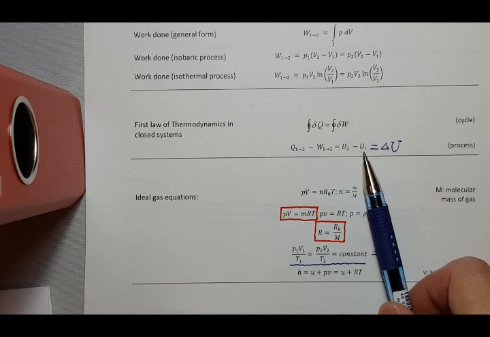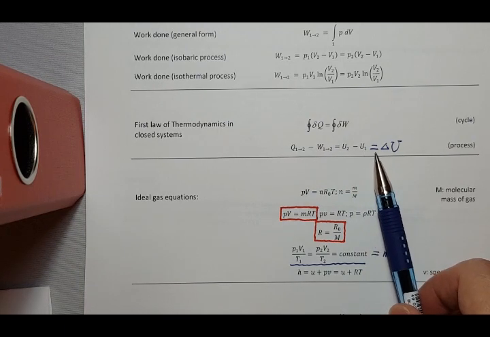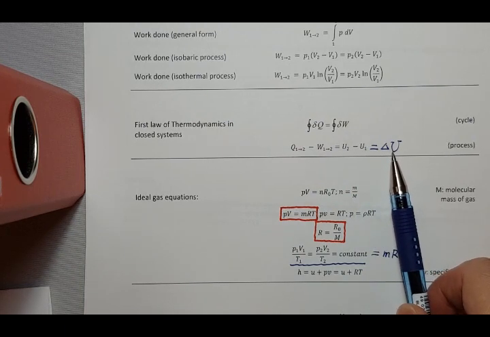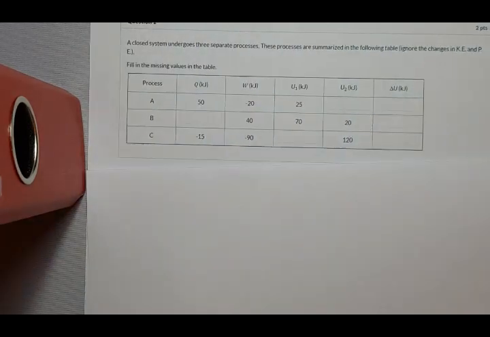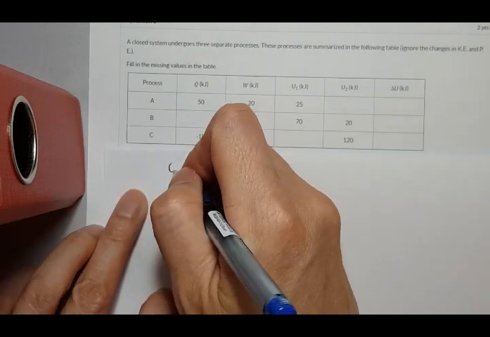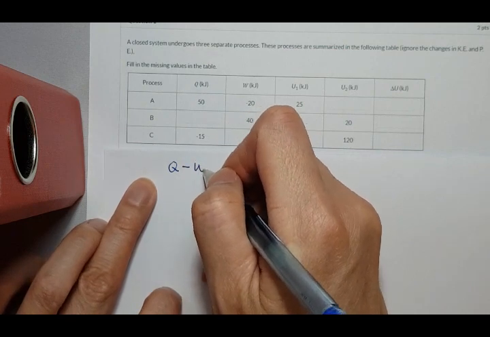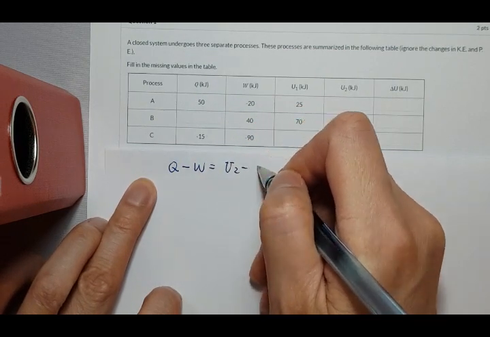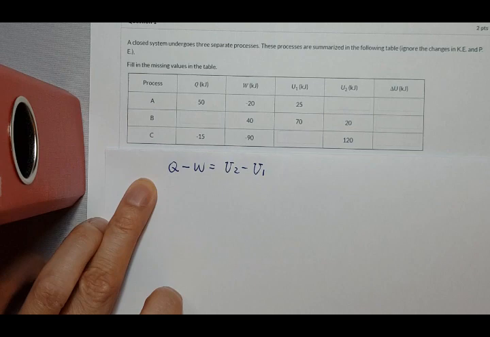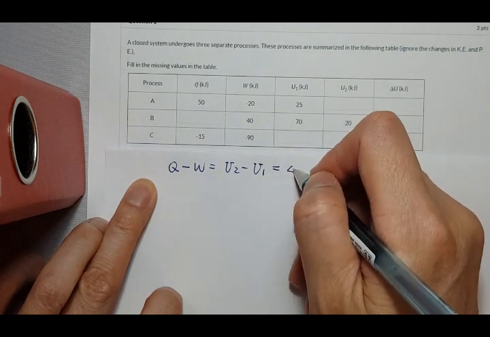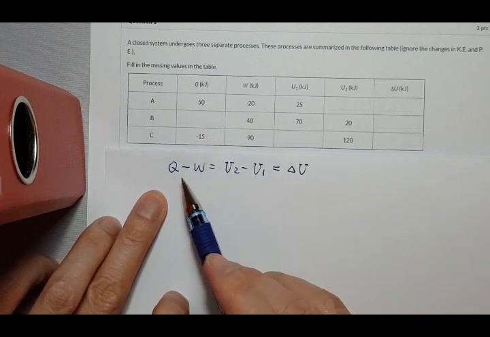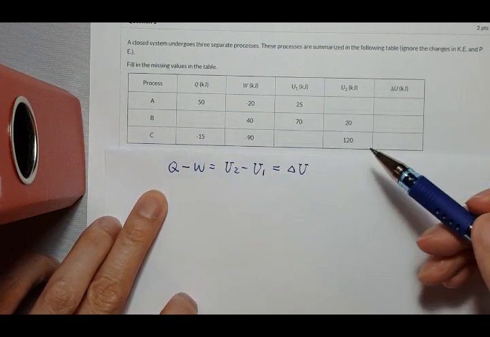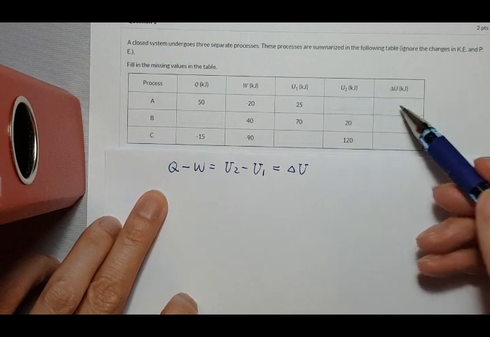So U2 subtract U1 is what we call the change in internal energy, delta U. Okay, so we're just going to write that. I'm going to copy that equation down here. So that's Q subtract W is equal to U2 subtract U1. Okay, and we'll call this the change in internal energy, which is delta U. So depending on which values are given in this equation, we will be able to calculate the other 2 unknowns.